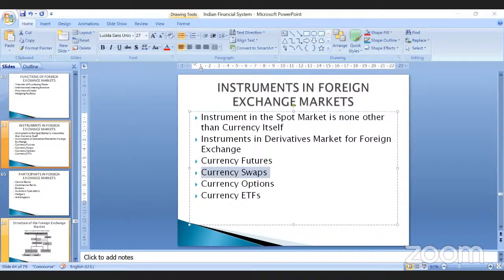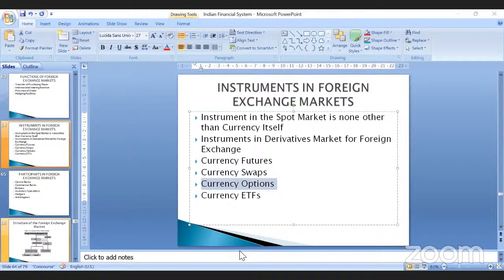Currency swaps are also the best examples of paying a fixed rupee interest in exchange for floating charges. Not only that, we have something called currency options also. What is a currency option? A currency option is an agreement between a buyer and seller in which the buyer has the right to purchase currency for a specific amount at a predetermined date or rate for a specified time period.